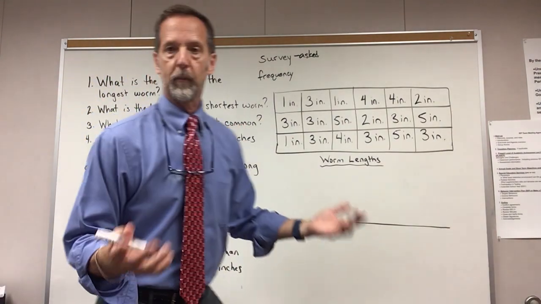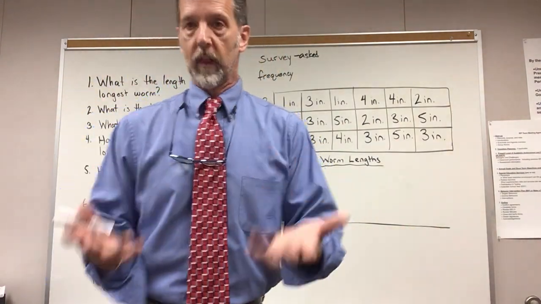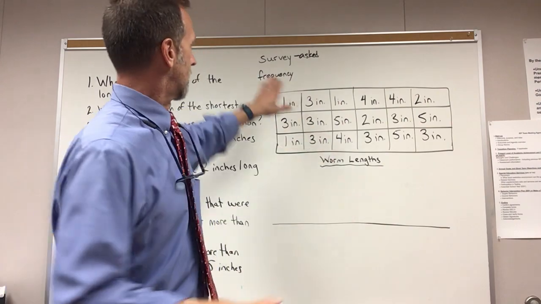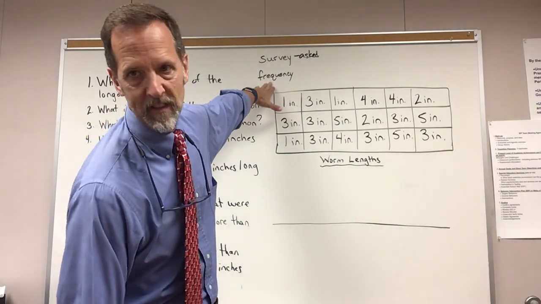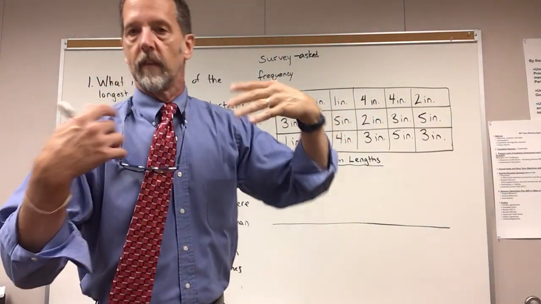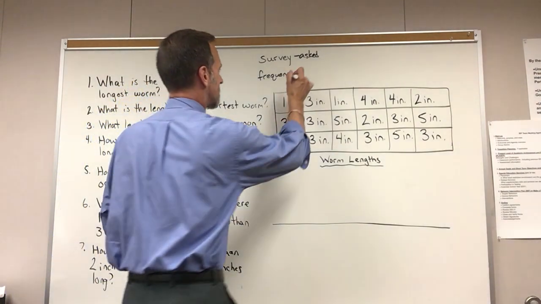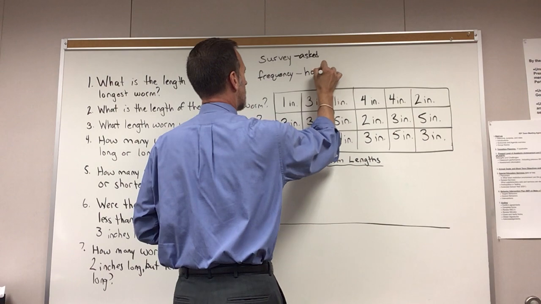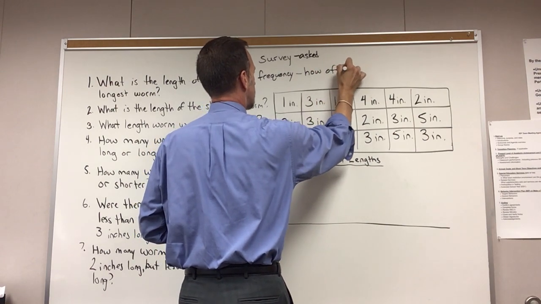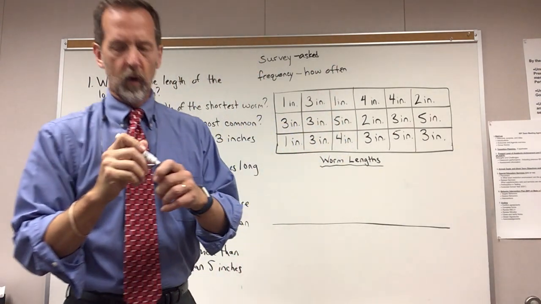Now, not every line plot is about a survey. What really happens in a line plot is it's showing the frequency that something occurs. Frequency is how often it happens.